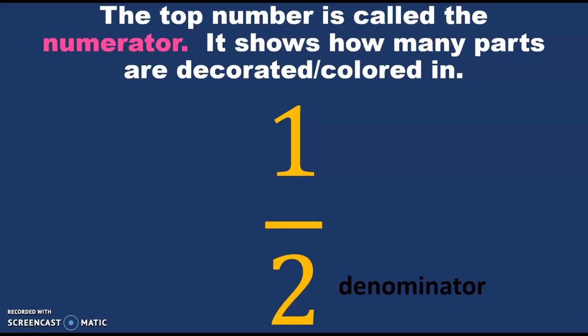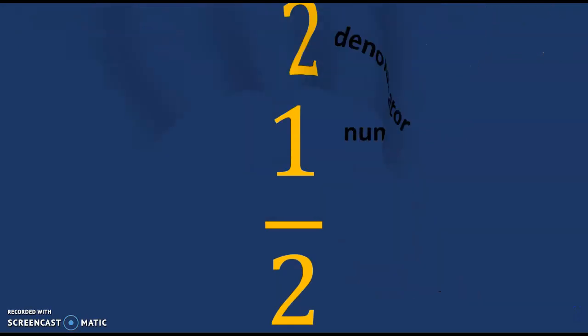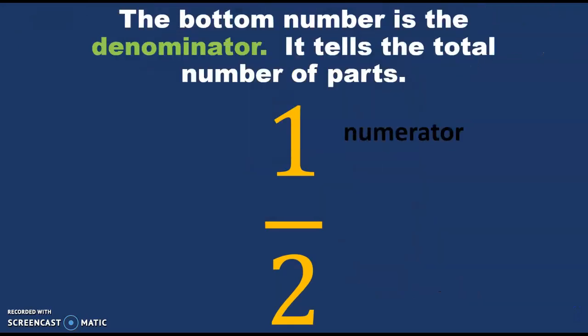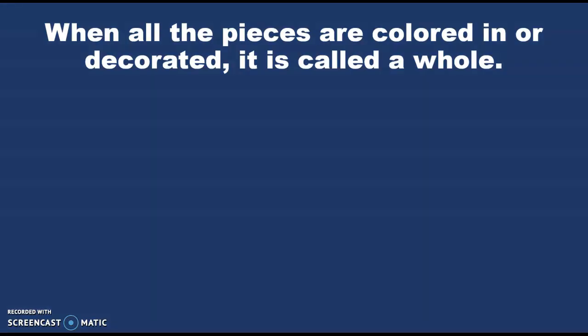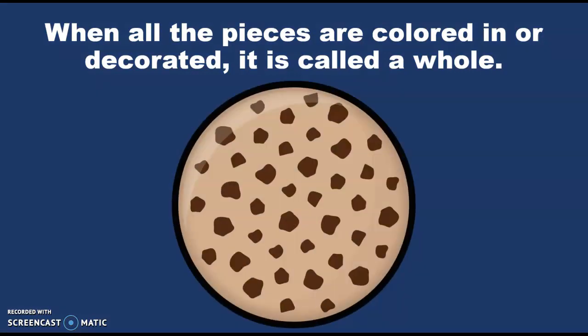The top number is called the numerator. It shows how many parts are decorated or colored in. The bottom number is the denominator. It tells the total number of parts. When all the pieces are colored in or decorated, it is called a whole.